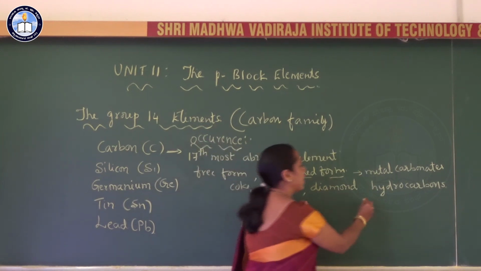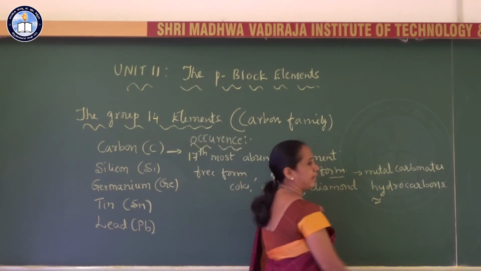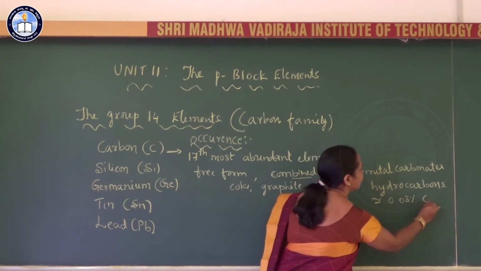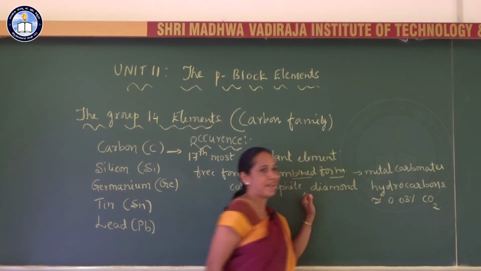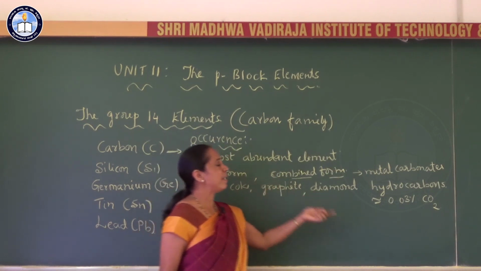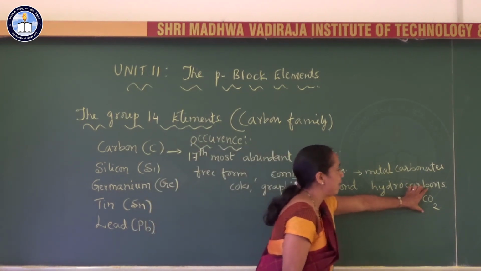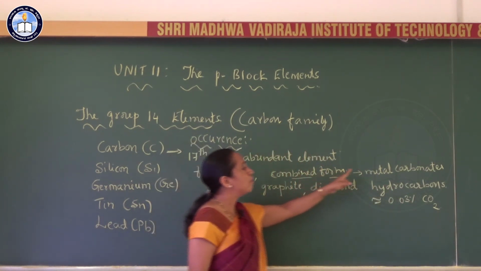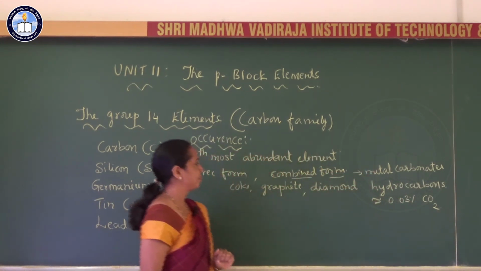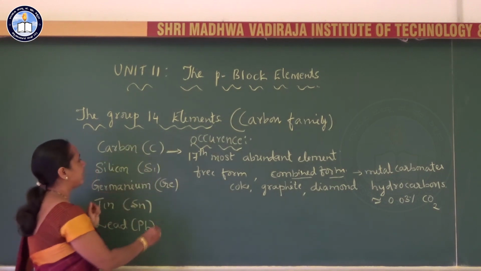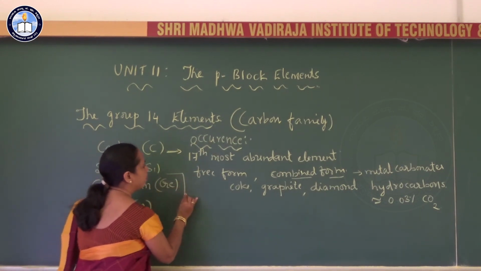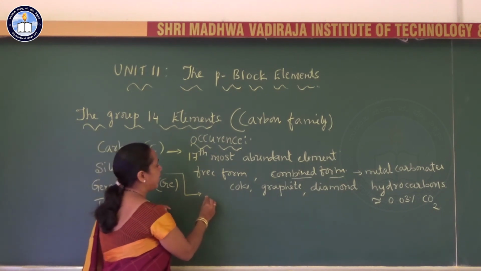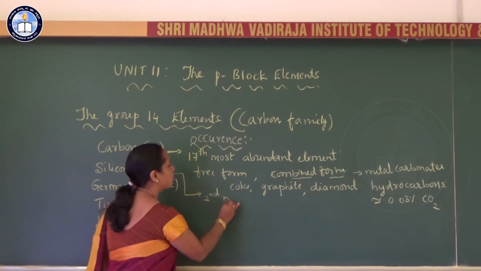Our atmosphere contains nearly 0.03% of carbon dioxide gas. Carbon dioxide is present in our atmosphere too. So these are the different combined forms of carbon. Now let us consider the next element, silicon. As I told you in the beginning, it is found to be the second most abundant element.